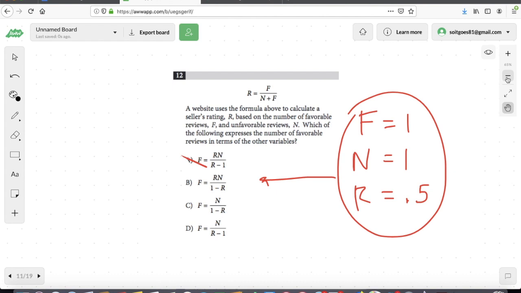All right, so let's go to B. So that's R times N. It's going to be 0.5 in the numerator. I'm just going to plug into the right-hand side of the equation. And then we get 1 minus R. R is 0.5. Does that equal 1?